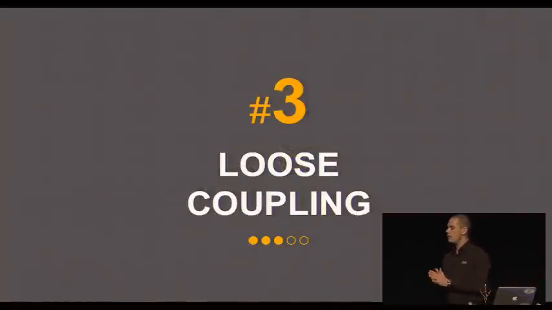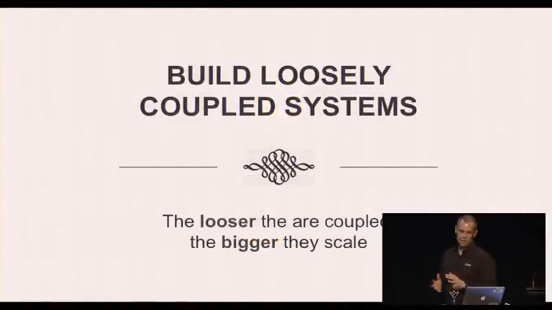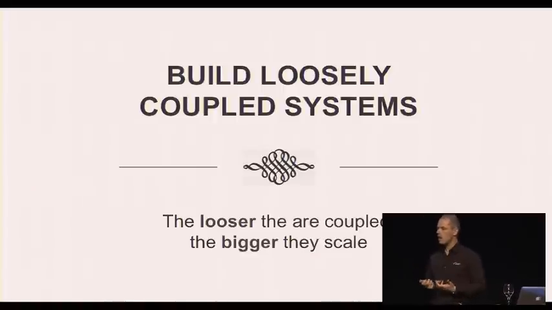Okay, so part 3, the third design principle for architecting for the AWS cloud. It's around loose coupling. So the idea is for us to build loosely coupled systems, because the more loosely coupled systems are, the bigger they can scale. So if at all possible, we wish to create independent components.